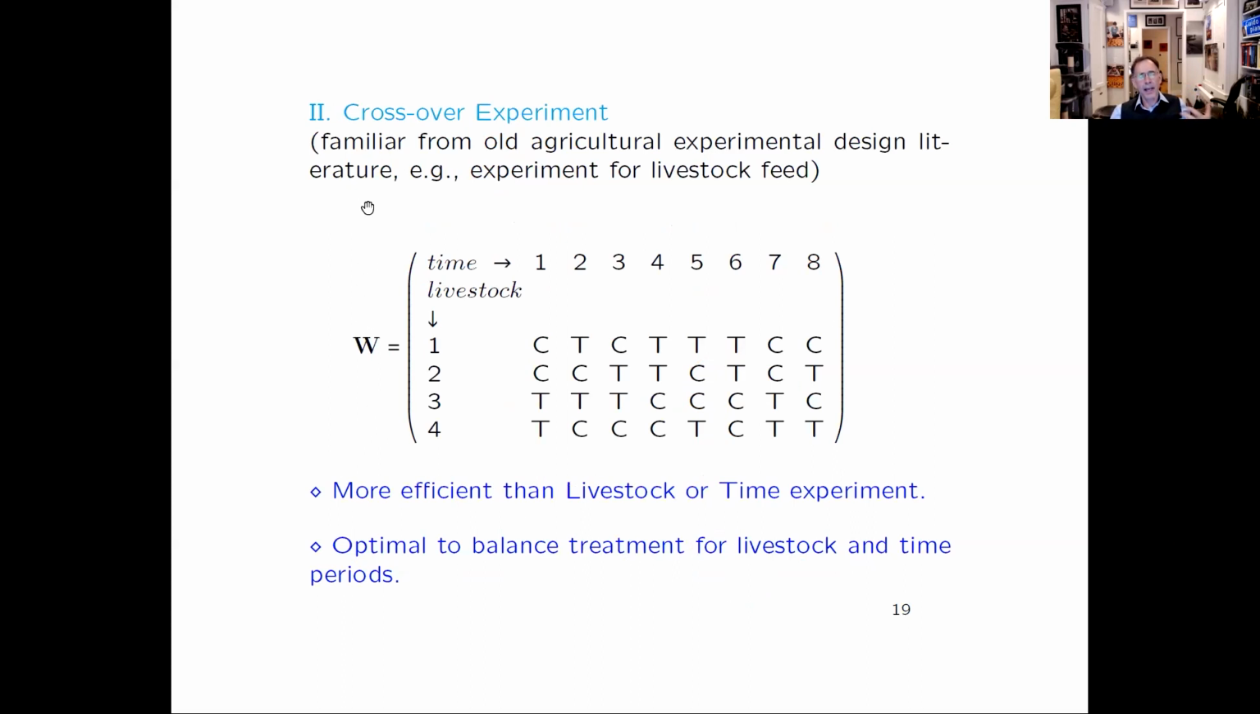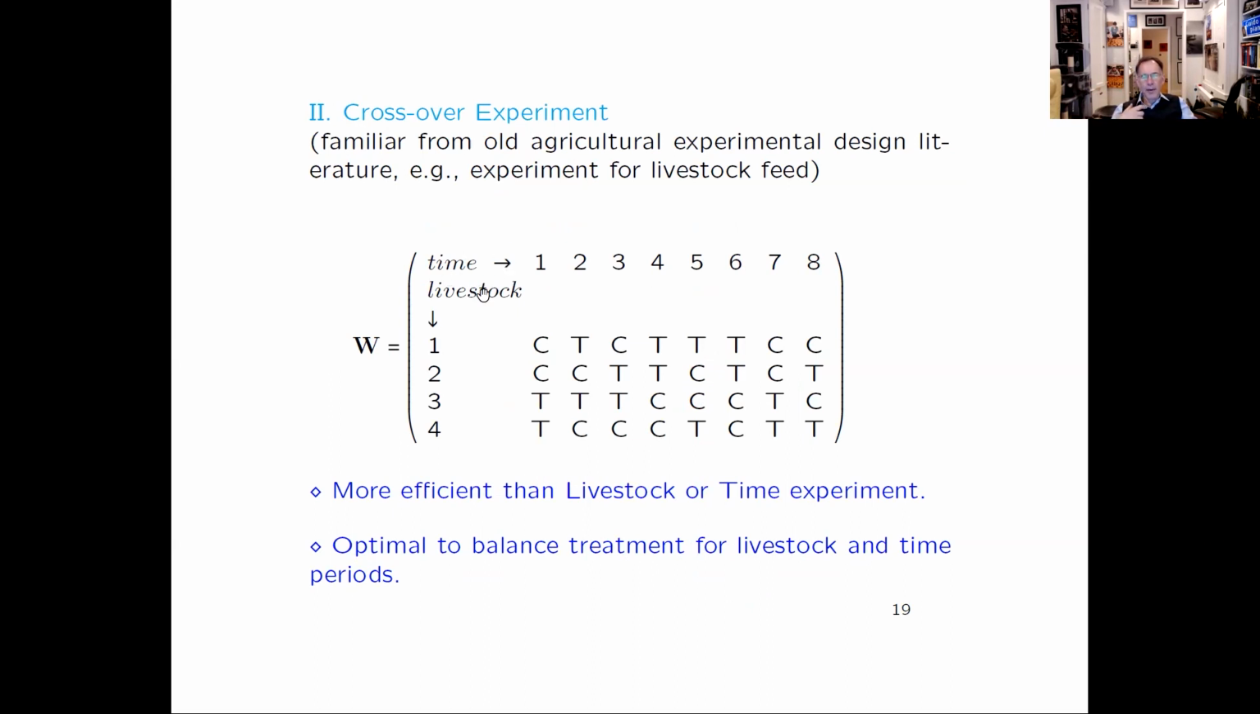Another version of that has a long history in agricultural experimentation, where experiments, say, for different types of feed for livestock, would often use the animal as its own control by switching the treatments over time, but switching the different animals to the treatment at different times. And so that's basically the same type of example, where now the two populations are time periods and animals.